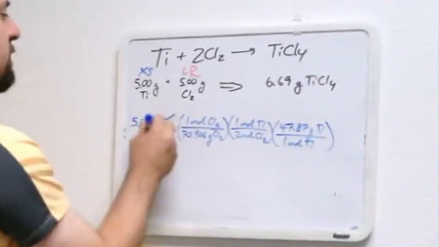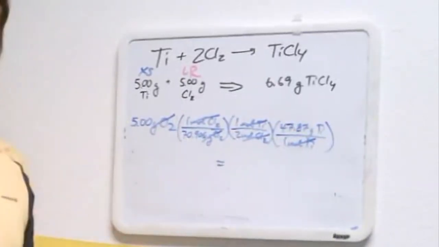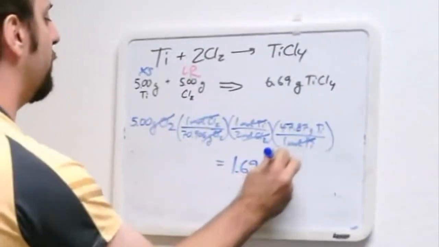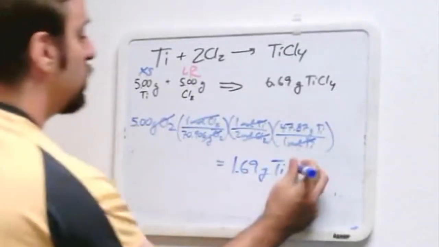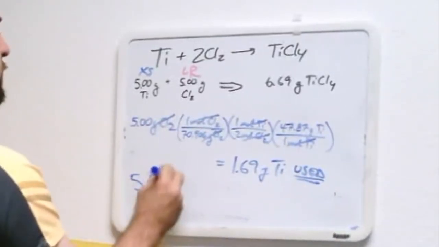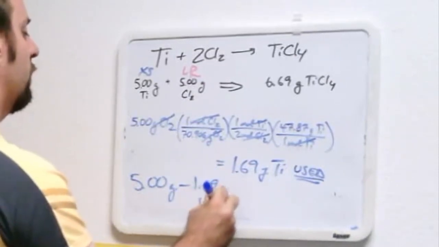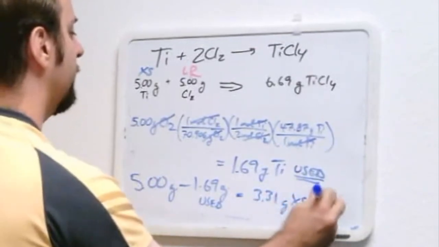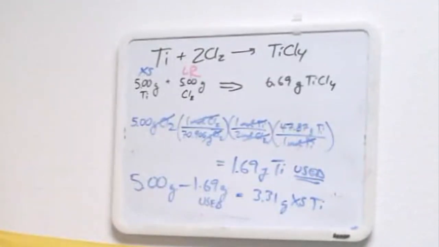And so with these steps, grams of chlorine cancel, moles of chlorine cancel, moles of titanium cancel, and I don't even need a calculator. I know what the answer is. We figured it out earlier. But verify this for yourself that it still results in the proper response. That's how much titanium was used. And so the amount left over is still going to be 5 grams of titanium minus 1.69 grams used to give us 3.31 grams excess titanium. That will work regardless of what kind of reaction you've got, so take it to the bank.